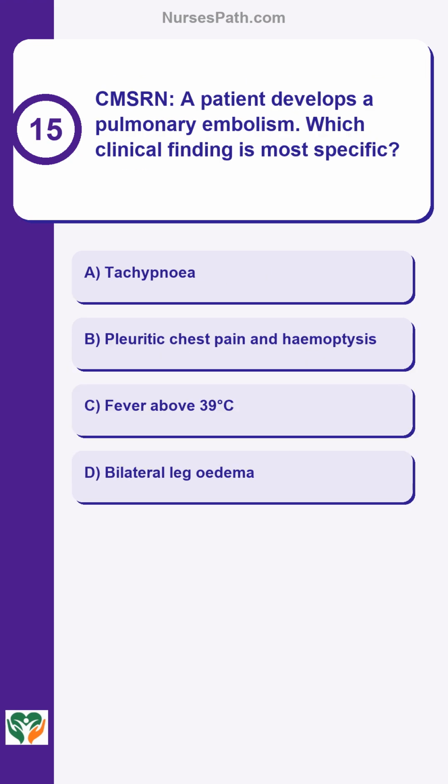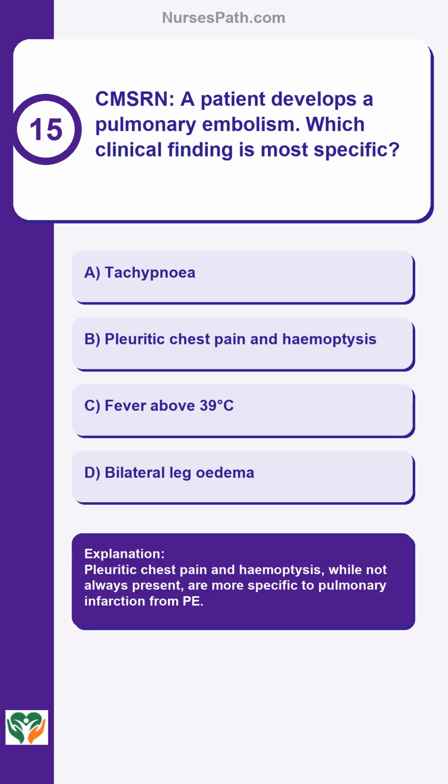Question 15. CMSRN. A patient develops a pulmonary embolism. Which clinical finding is most specific? Tachypnea, pleuritic chest pain and hemoptysis, fever above 39 degrees Celsius, bilateral leg edema. Pleuritic chest pain and hemoptysis, while not always present, are more specific to pulmonary infarction from PE.